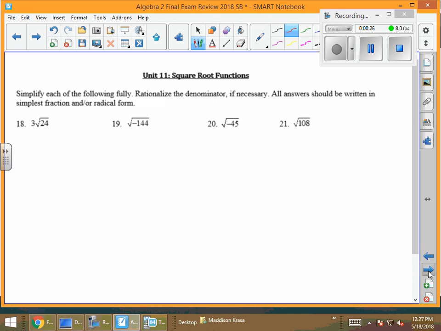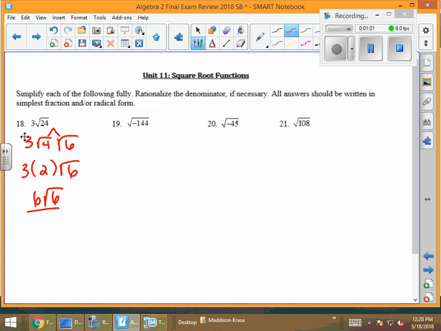For this first one, we'll leave 3 on the outside. But radical 24, we can break up into two different square roots, one of them being a perfect square of 4. So we can do 4 times 6 to get 24. And then radical 4 is 2. So we change that radical 4 to a 2, and now on the outside we have multiplication. 3 times 2 is 6. So we get 6 radical 6, and that would be your final answer for that one. Can't break down radical 6.